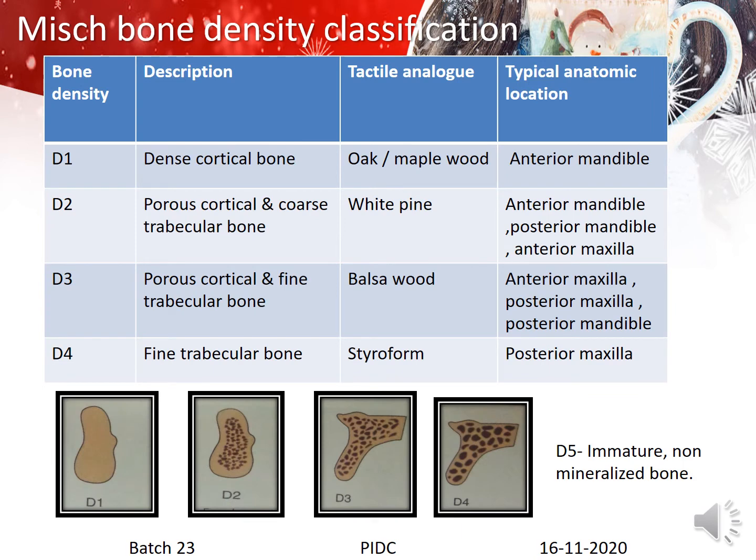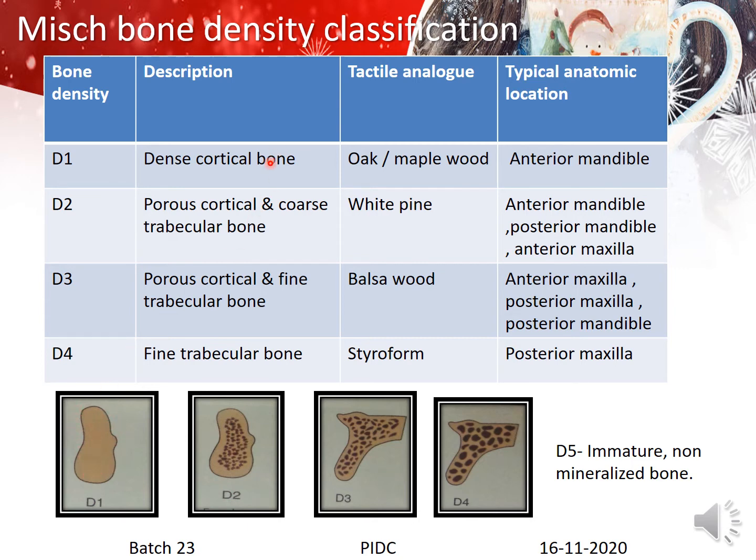As I told you already, the bone present where you're going to place the implant has to be checked before you place the implant, because that is going to take most of the load which you're going to give. So there are 4 different types of bone density which were given by Misch. The D1 type of bone has a dense cortical bone. You can see here there is no porous structure itself, so it is going to be a dense cortical bone.